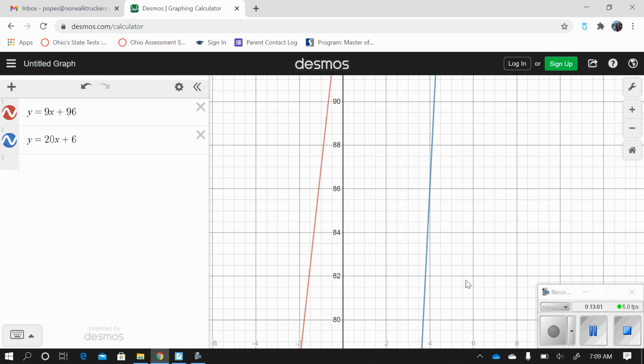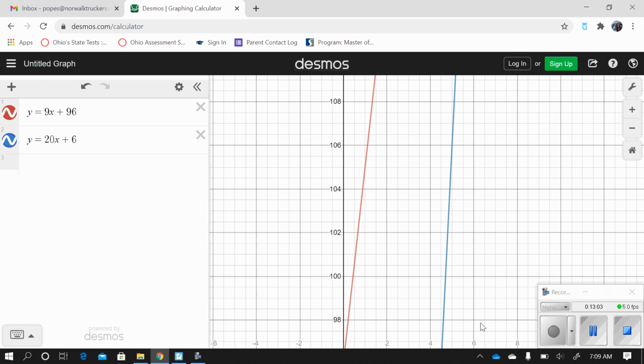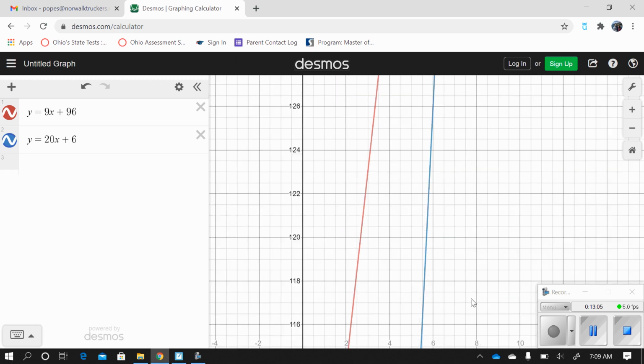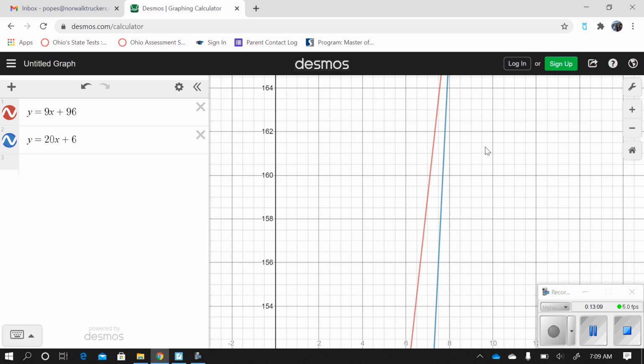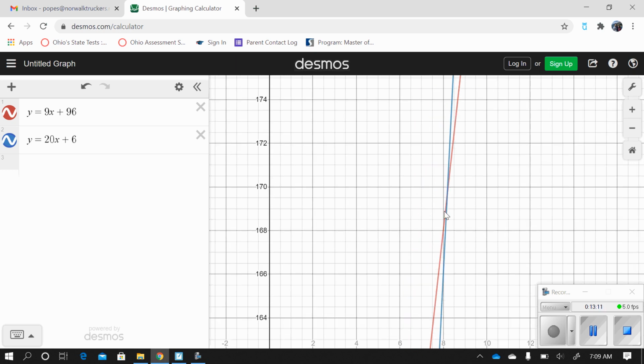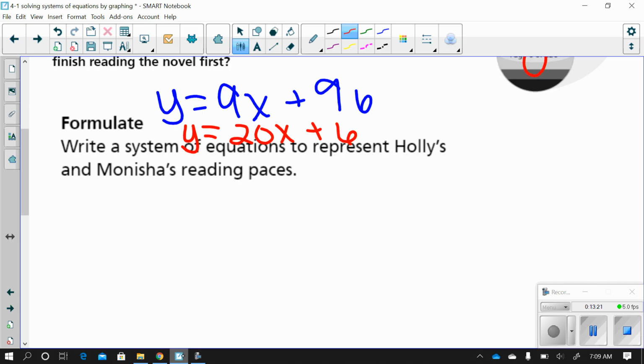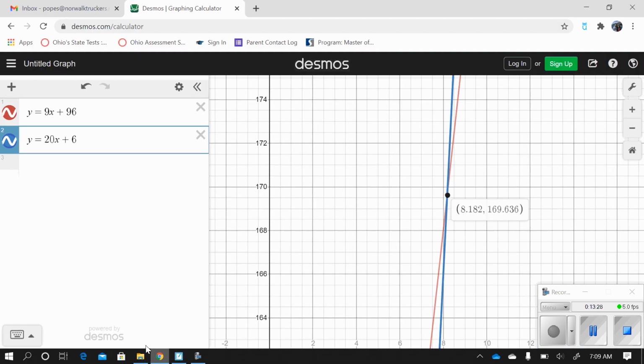Keep dragging. Of course, you could use the wrench and change the domain and range if you wanted to, but sometimes it's easier to do this when you don't know exactly where you're going to be looking. All right, so they intersect somewhere in here. The cool thing about Desmos, if I click, it gives me the point. So this point is 8.182, comma, 169.6.